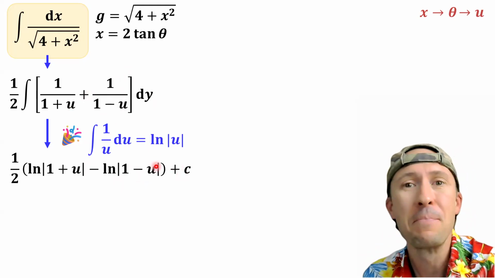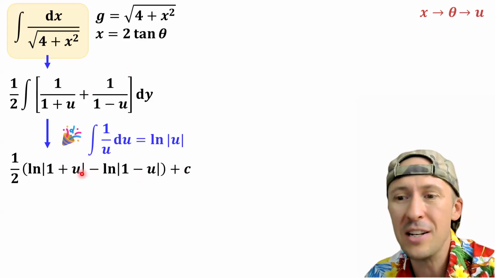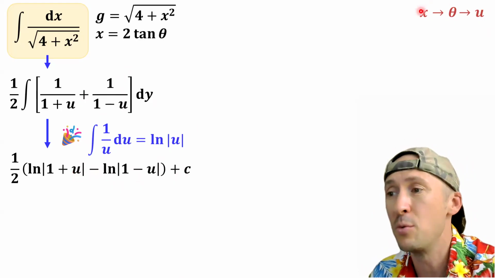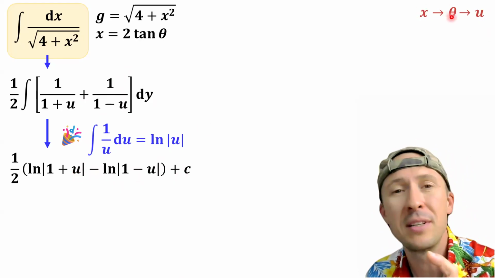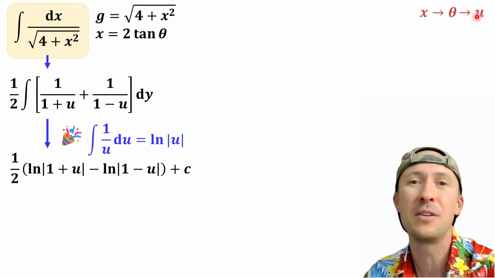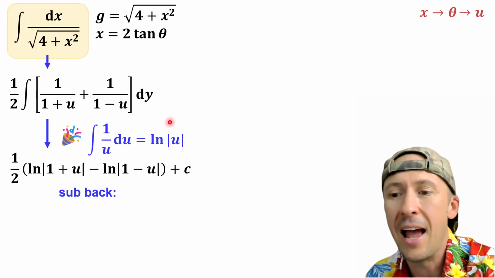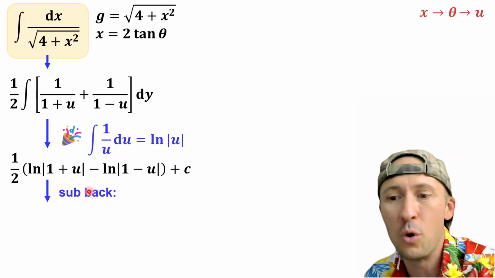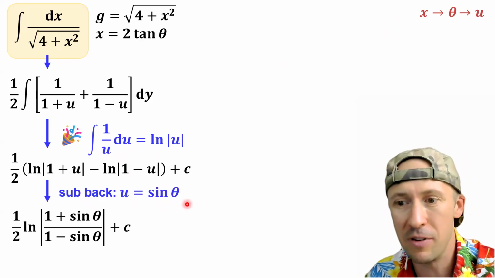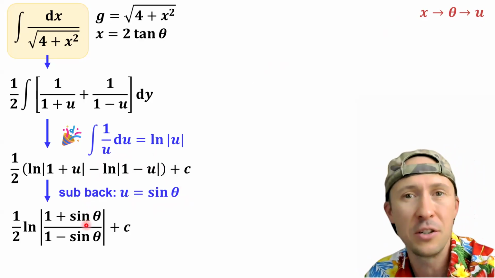That's our friend there. And we did our integration, but we're not totally done, because our variable is now u. We started off with x, then we went to theta, then we went to u. So we've got to substitute back. Now we could do this in one step, but I'm going to do it in 2 steps just so it's a lot more clear. First we'll go back to theta. We set u equal to sine theta originally, so that's what we'll sub back. So u is sine theta, so that's not too bad.